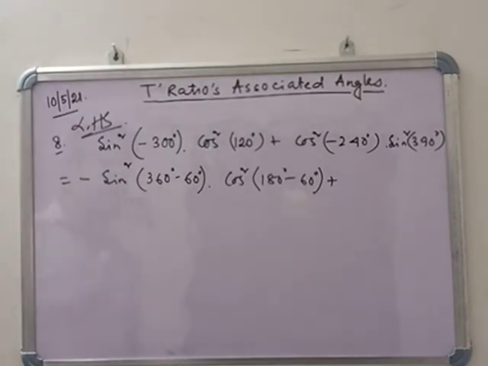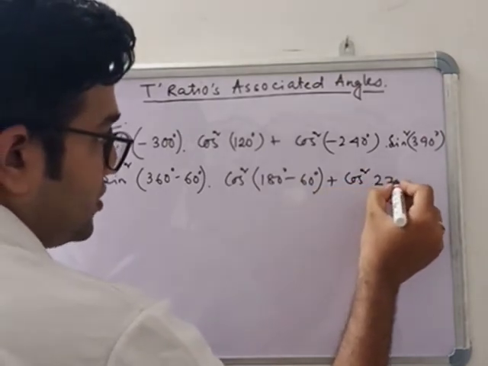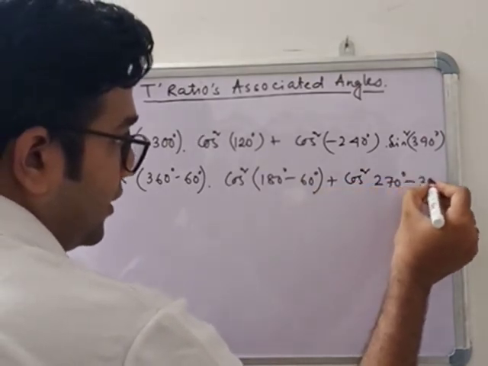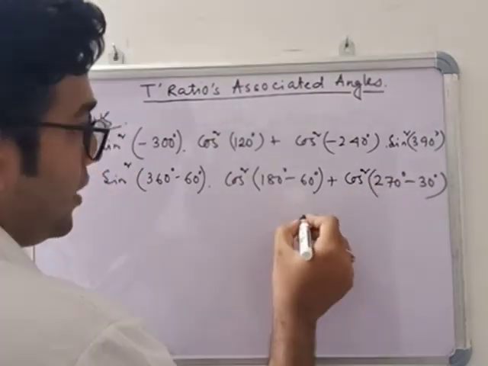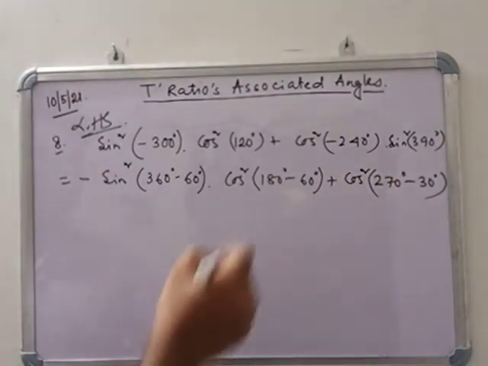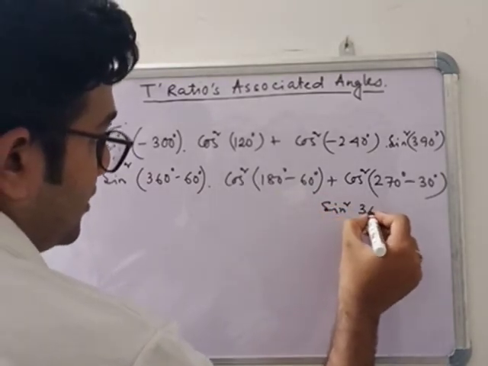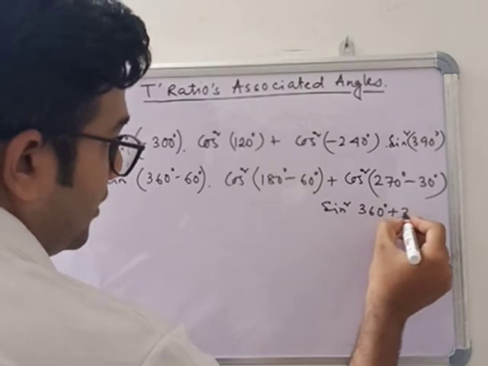Plus cos square minus 240. So minus is vanished in cos and sec. So cos 240, that means cos square 270 degree minus 30 degree. And last one, sine square 390, that means 360 plus 30. Sine square 360 plus 30.